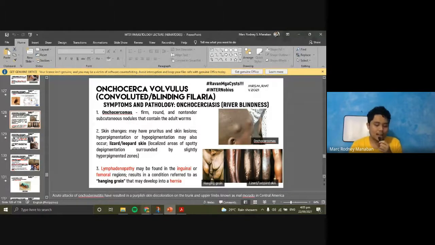And aside from that, no, acute attacks of oncodermatitis against the skin, it leads to purplish discoloration of the trunk and limbs. And this is known as malmorado in Central America. So, similar siya with leishmania ninyo, di ba? That in areas kung asa ang infection, they have their own local names, no? Like mga PN boys, mga yaws, mga forest, whatever, no? So same with here. If sa Central America, purplish discoloration of the trunk and upper limbs, that is known as malmorado. Okay? All right. So that's for the first diseases that Onchocerca volvulus cause.